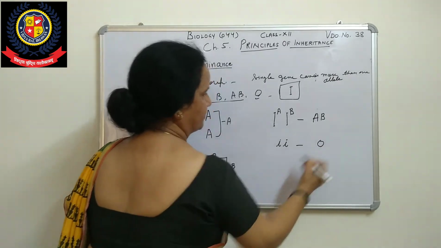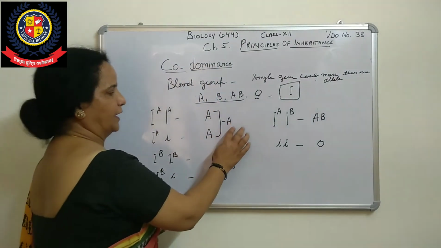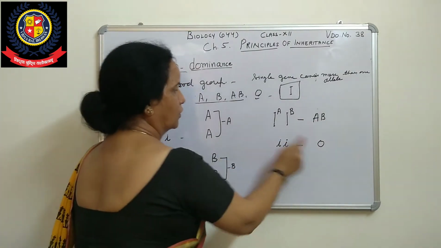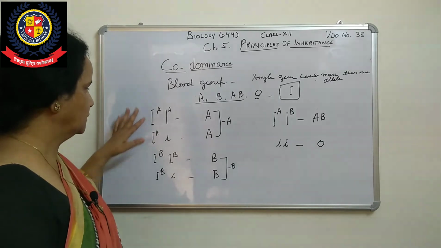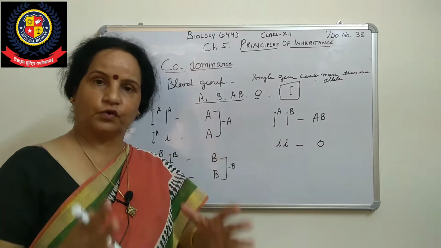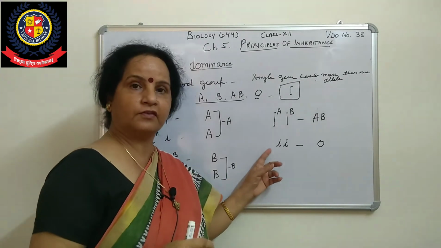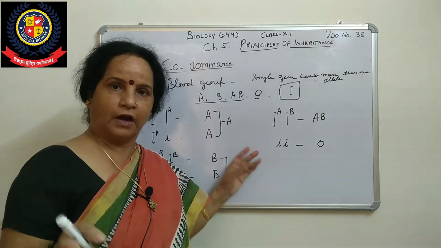In that case, blood group O. So now what do we have? We have 1, 2, 3, 4 phenotypes. And how many genotypes are there? 1, 2, 3, 4, 5, 6. So there are 6 genotypes and 4 phenotypes. Is that clear? How will it be?